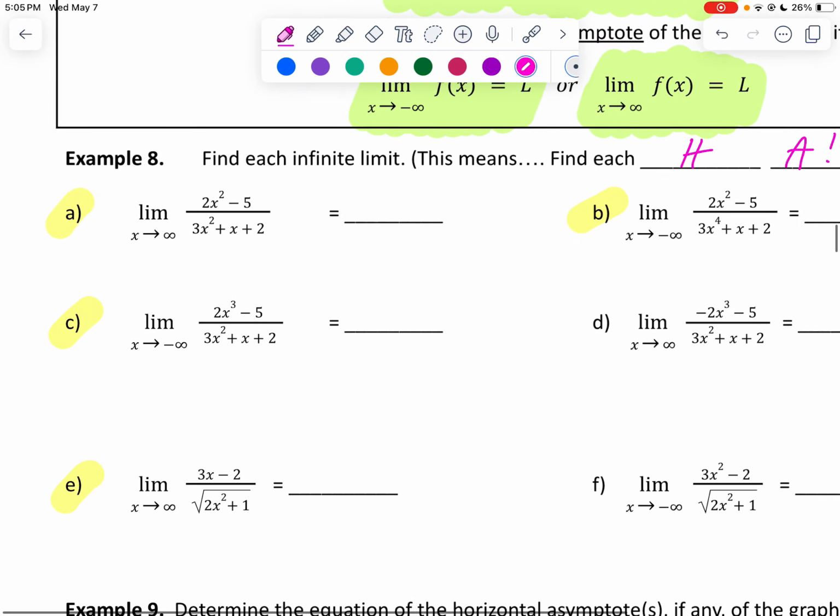So first I'm going to go and determine the degrees, right? Looks like I have a degree 2 on top, degree 2 on the bottom. Yay, they match up. I go ahead and divide my leading coefficients. I get 2/3. Done.